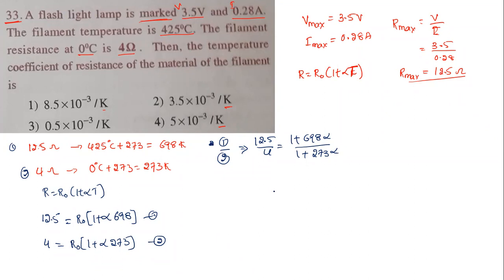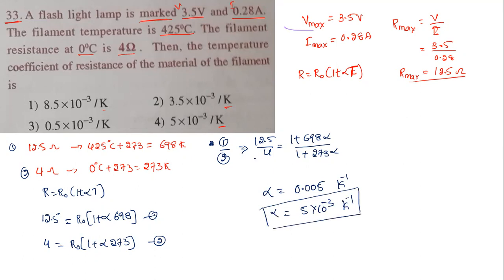We need to simplify this one now. We simplify by cross multiplication, and I'm giving the answer to you, and you can simplify further later. You get alpha equal to 0.005 per Kelvin. If we shift the decimal three places, it will be 5 into 10 power minus 3 per Kelvin. That is the value of alpha after simplification. So the fourth option is the correct answer.